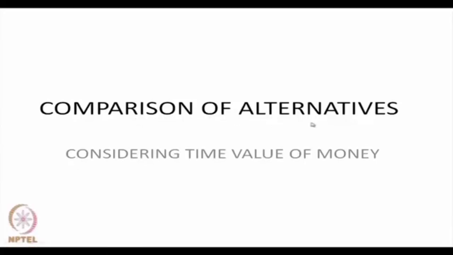But before we do that, we shall first revise certain concepts that we had considered in our last lecture. In particular, we shall discuss the background behind minimum attractive rate of return, which is also known as the discount rate. We will also summarize the different factors that are required for equivalence of cash flows. So, to start with, we shall first consider the principles behind minimum attractive rate of return once again. The topic for today is comparison of alternatives, considering of course the time value of money, that goes without saying.